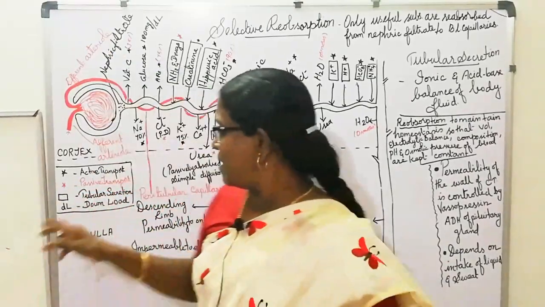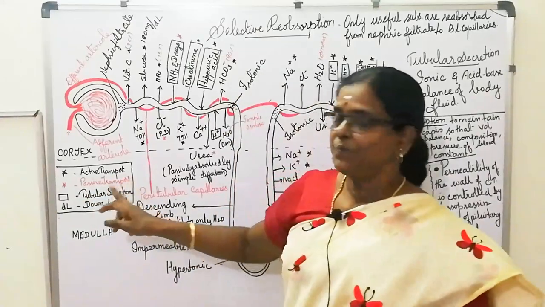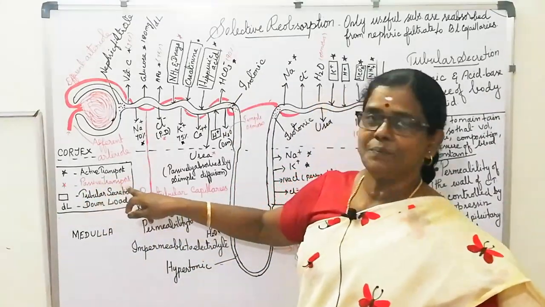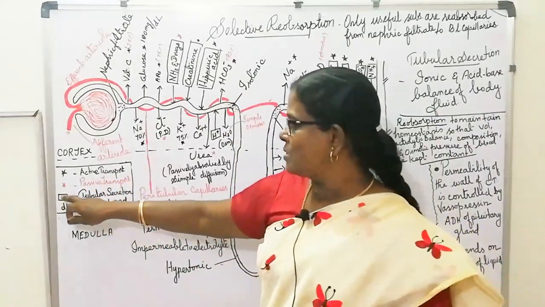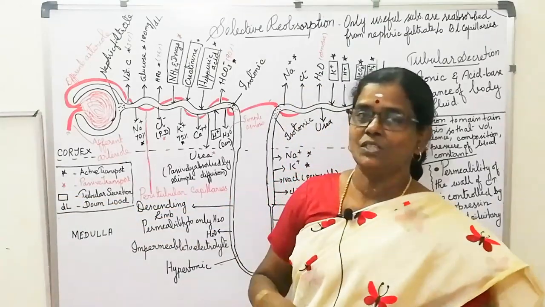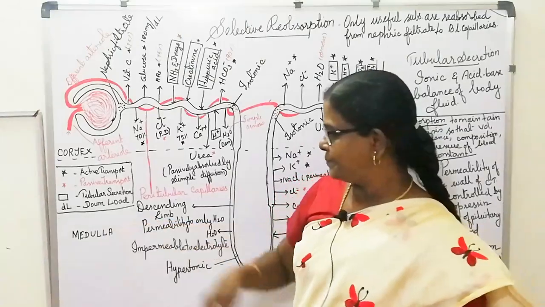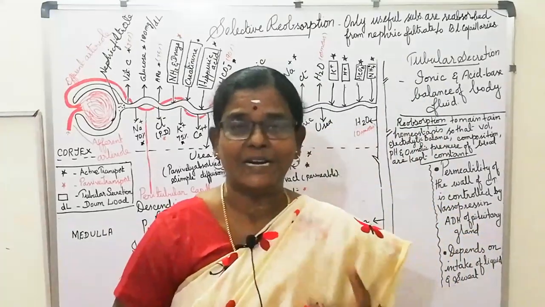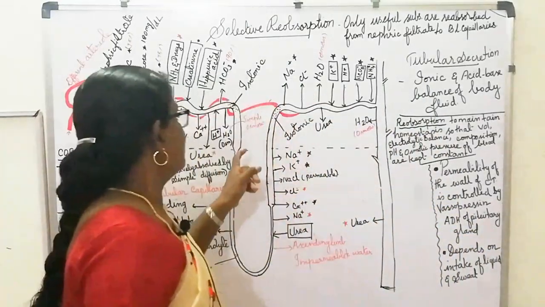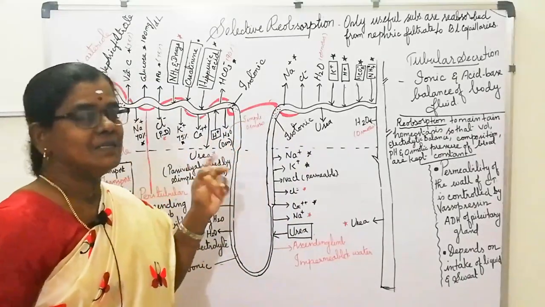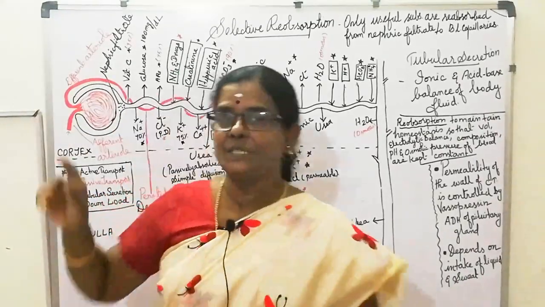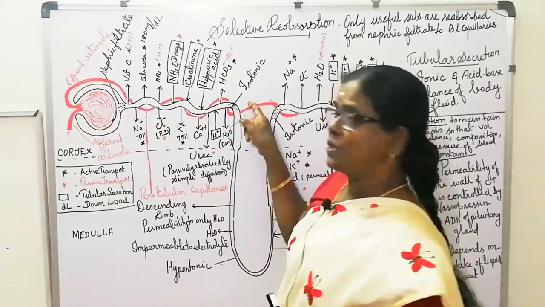The black stars indicate active transport, the red stars indicate passive transport, and the boxed substances are the ones coming for tubular secretion. DN means decilitre per minute, that is, how much filtrate is processed. When the filtrate comes to this place, it is an isotonic solution.